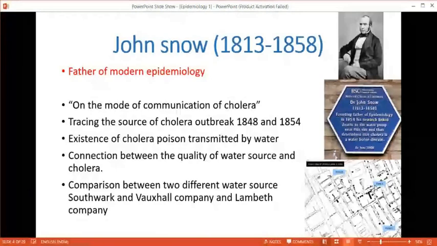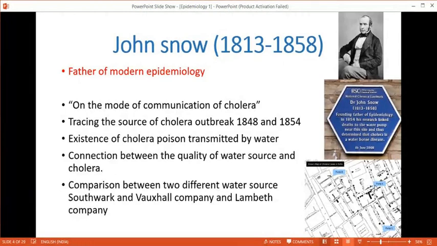But though he had strong evidence against the water supply, because of the political issues in those days, he was not able to succeed with the recommendations for the water.